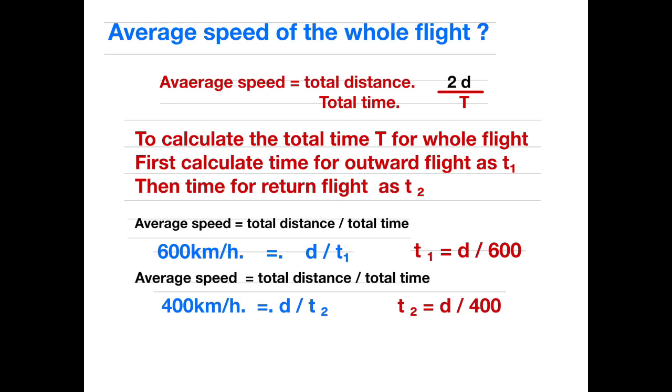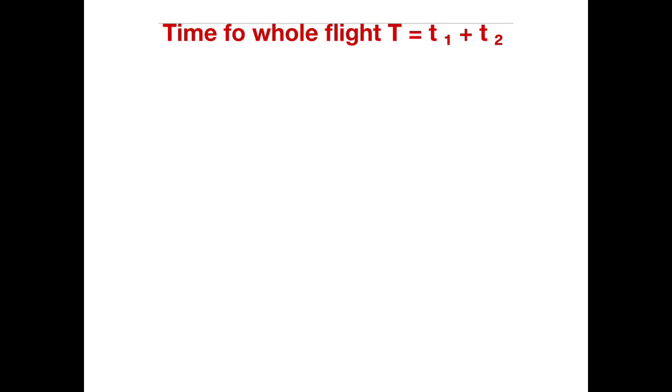Why are we making time the subject? Because we need to know the total time. So we are going to add t1 and t2, and then we will be able to know the total time. So let's add the two times for the outward and the inward flights to calculate the time for the whole flight. So t1 plus t2: t1 was d by 600 and t2 was d by 400. So we're going to add d by 600 plus d by 400.